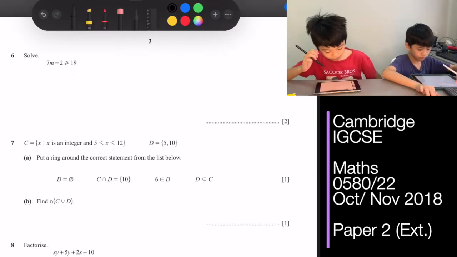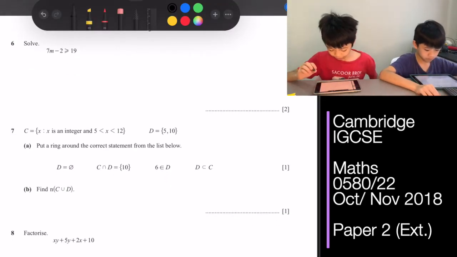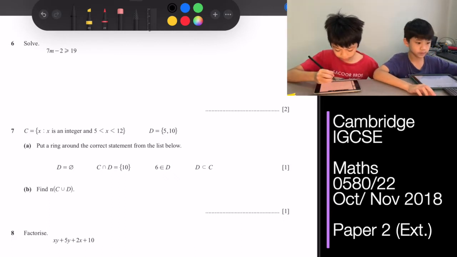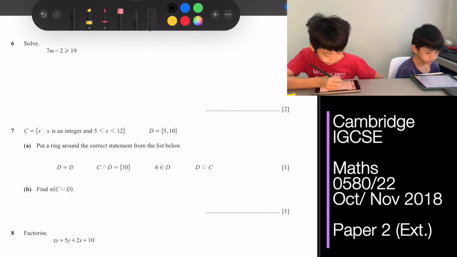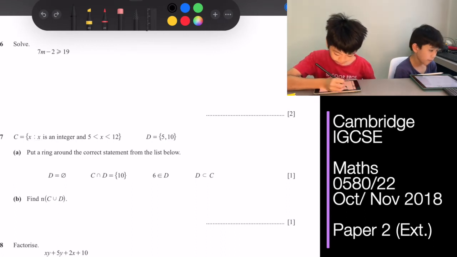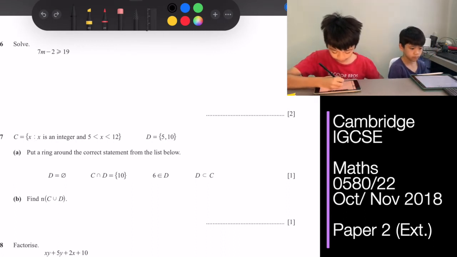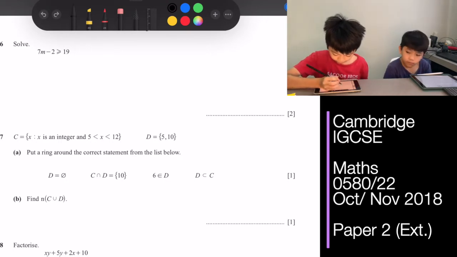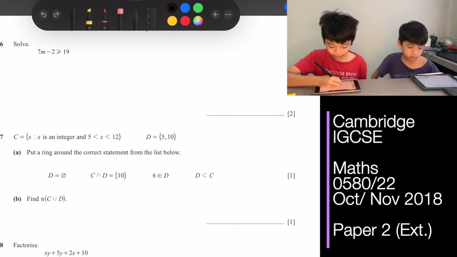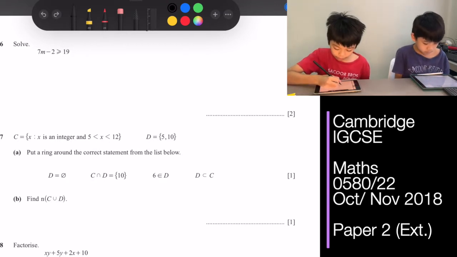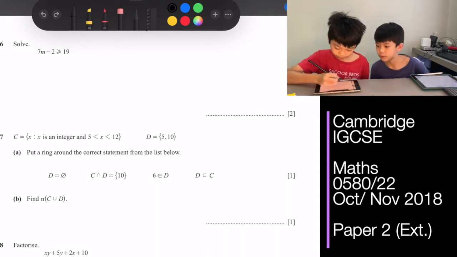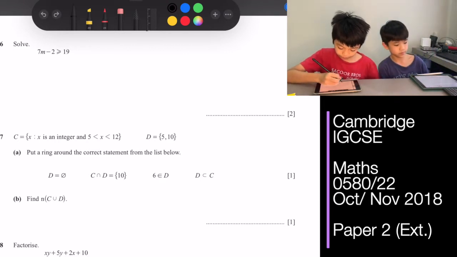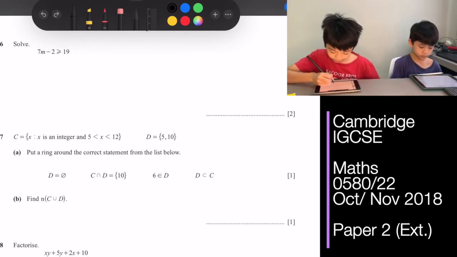For question 7, put a ring around the correct statement from the list below. 7a. Okay, so we don't really need to know what x is, but we do know that it's an integer. The numbers can range from 5 to 12, not including 5 and 12. And D is 5 and 10. Draw a ring around the correct statement from the list below.